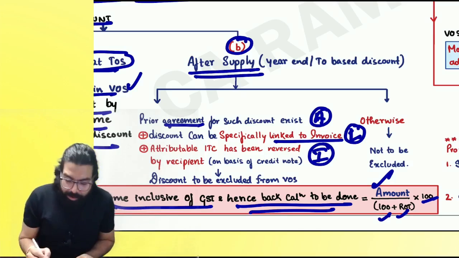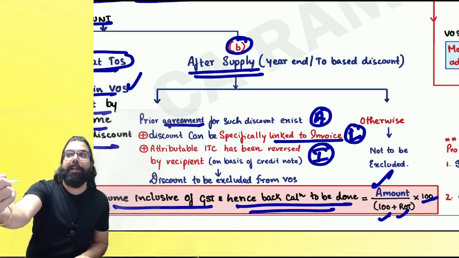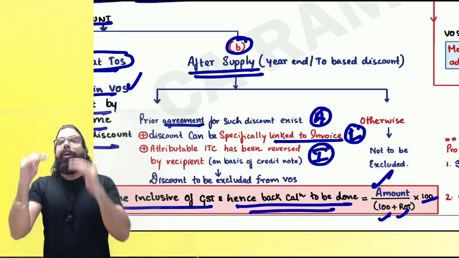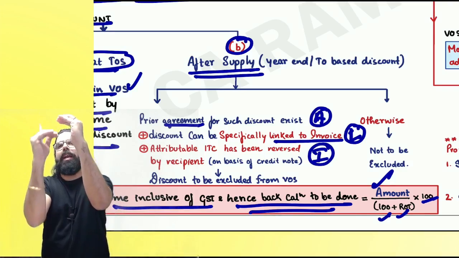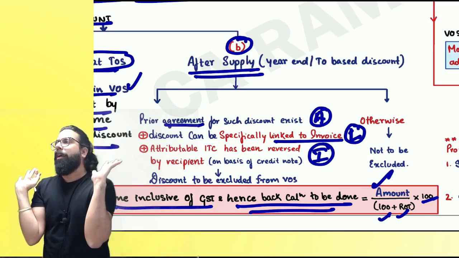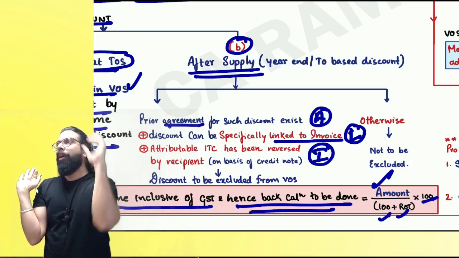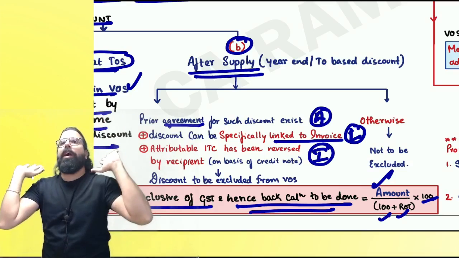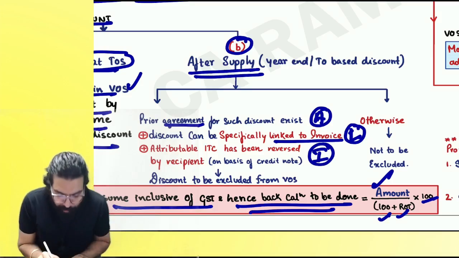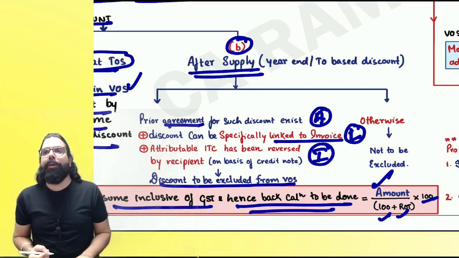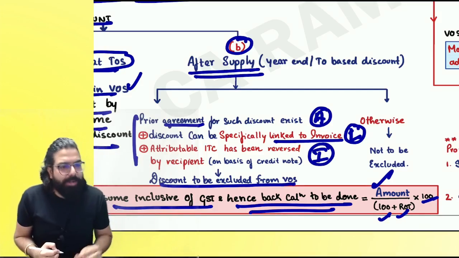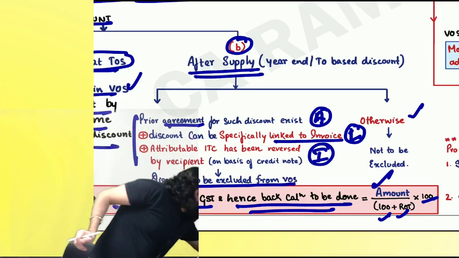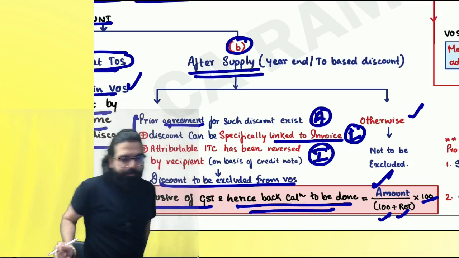Are we clear, everyone? If he is agreeing that I will give him the credit note and he will reverse the ITC, only then the government says your value of supply from 10,000, I'll reduce the discount amount and it will become 9,000 rupees. So a 10,000 invoice, a 1,000 credit note, my value of supply will become 9,000, but three conditions have to be satisfied. If any of the conditions is not met, then what will happen? Then it is not to be excluded. Can we go ahead? One minute, everyone.